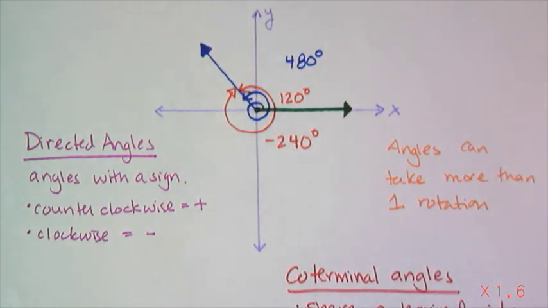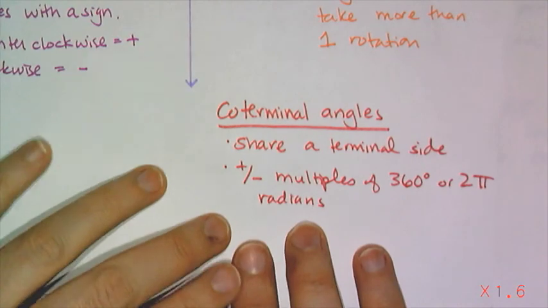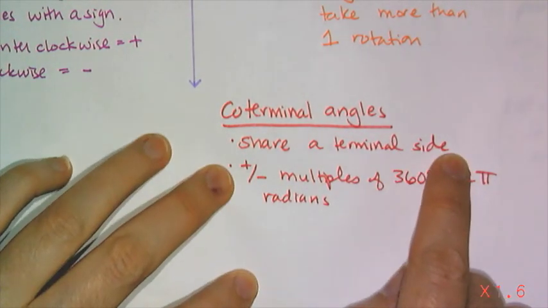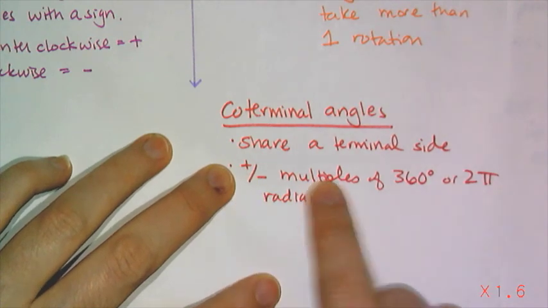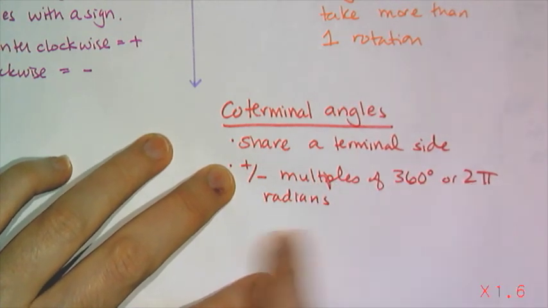Now, all three of these angles, the 120, the negative 240, and the 480, are said to be coterminal angles because they share a terminal side. And they occur when you have plus or minus multiples of 360 degrees or 2 pi radians.